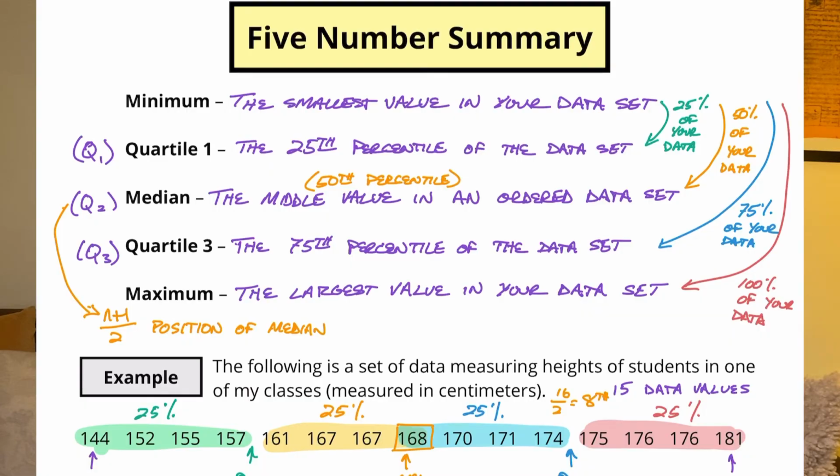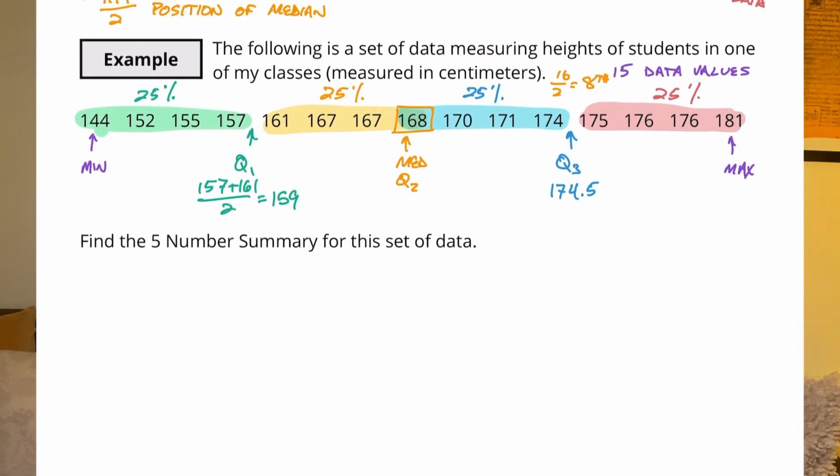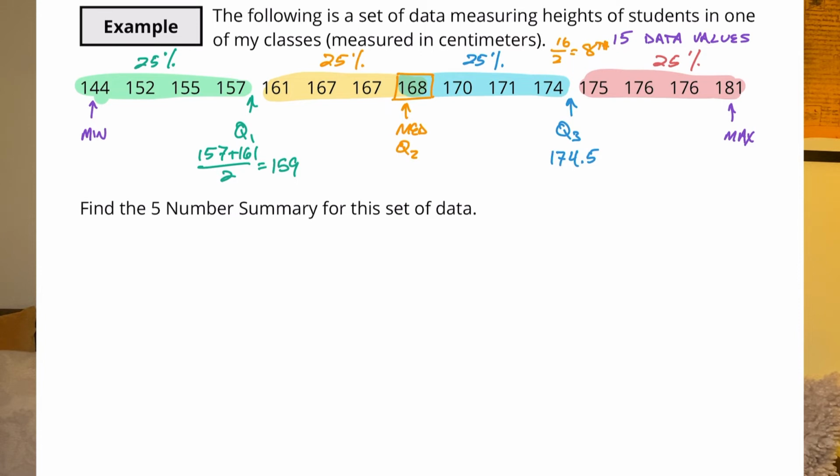So if I wanted to actually summarize this and say, what are the 5 numbers? I would say my minimum is 144. My quartile 1 is going to be 159. My median is going to be 168. My quartile 3 is going to be 174.5. And my maximum value is going to be 181. So that's not going to do a whole lot for us yet, but we're going to use that graphically in the next video when we talk about the box plot.